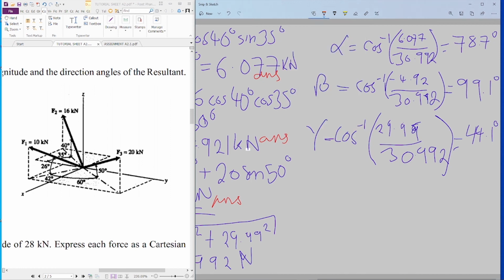Thus, we have the direction angles and the magnitude of the resultant. Magnitude is this one. So these are not answers. The answers are these.